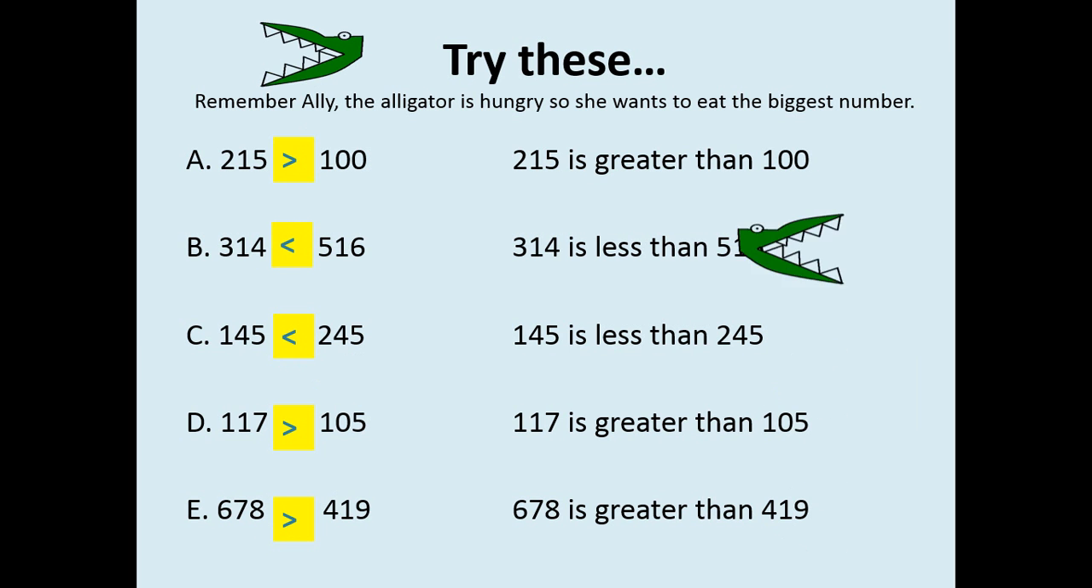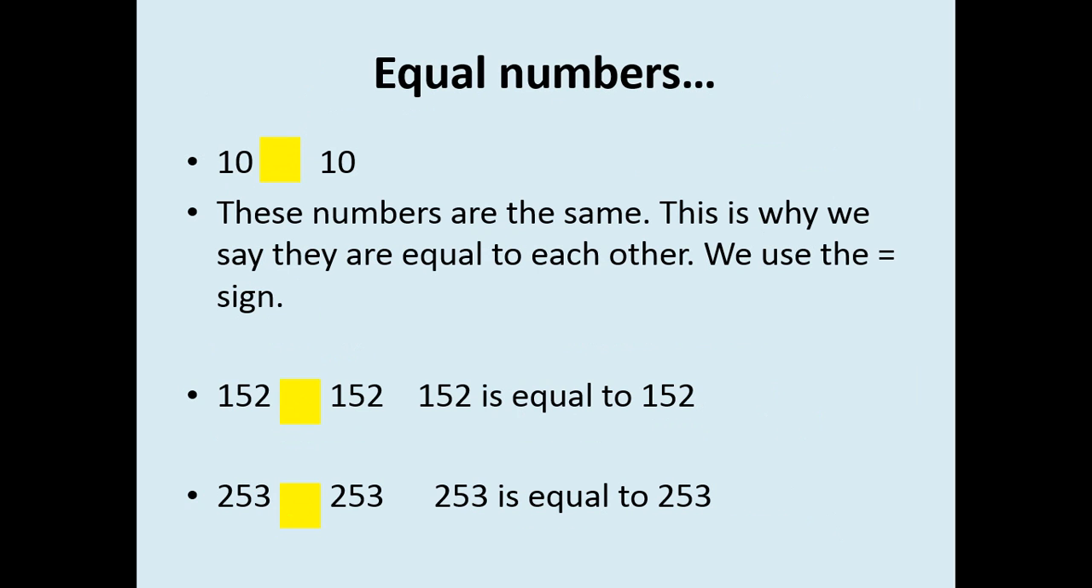One last thing. Equal numbers. 10 and 10. These numbers are the same. This is why we say they're equal to each other. We use an equal sign just like this. 10 equals 10 because they're the exact same number.